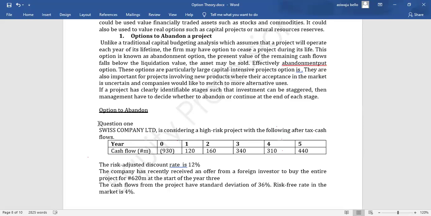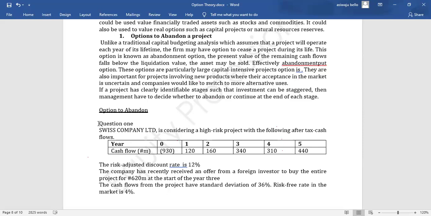In year 0, the initial cost is 930 million. Then we have cash flows for year 1 to 5: 120, 160, and so on. Next, the risk-adjusted discount rate is 12%. The company has recently received an offer from a foreign investor to buy the entire project for 620 million at the start of year 3.